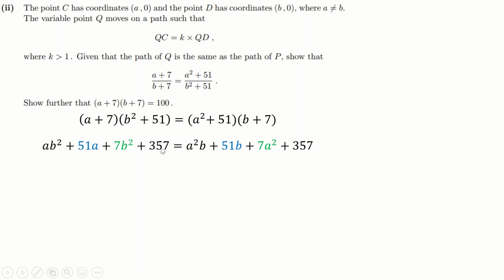I have done it, it's not that bad, but you could have avoided it by just noticing that there's also going to be a 7 times 51 over here, so those are going to cancel. So you didn't actually have to bother to work out what that was. They were going to go away anyway.